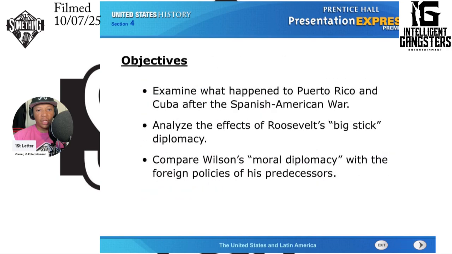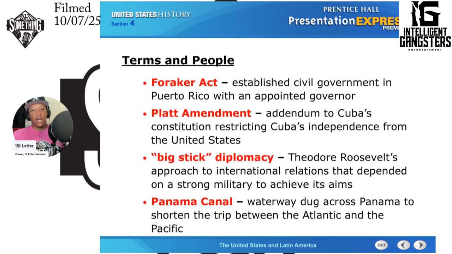Let's go over our key terms one more time. We talked about the Foraker Act, which established a civil government in Puerto Rico and appointed a governor. You know what I'm talking about? Because y'all know Puerto Rico is an American territory, and even though they won't give them statehood, the United States does have control over Puerto Rico.